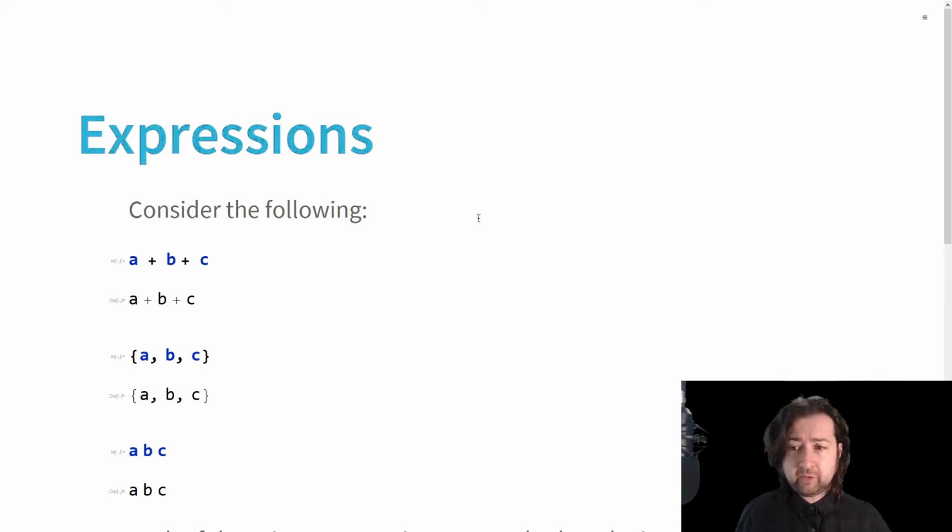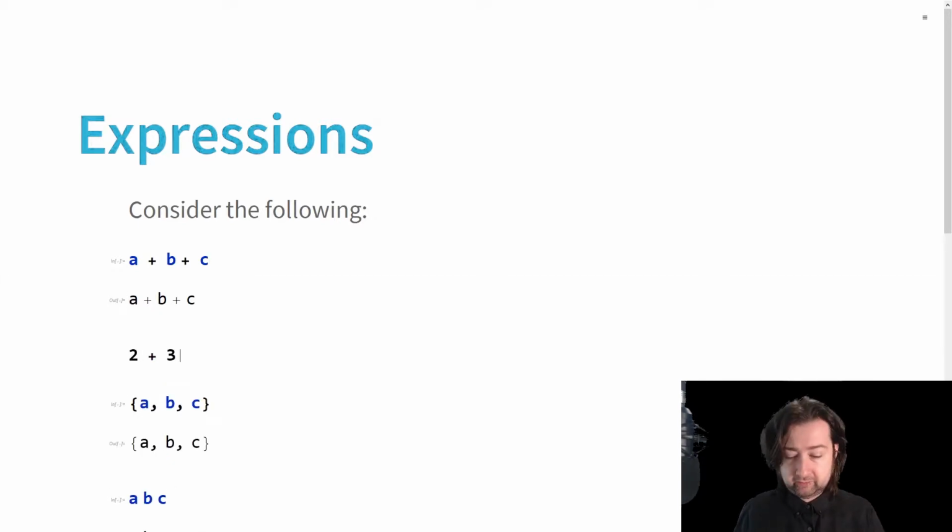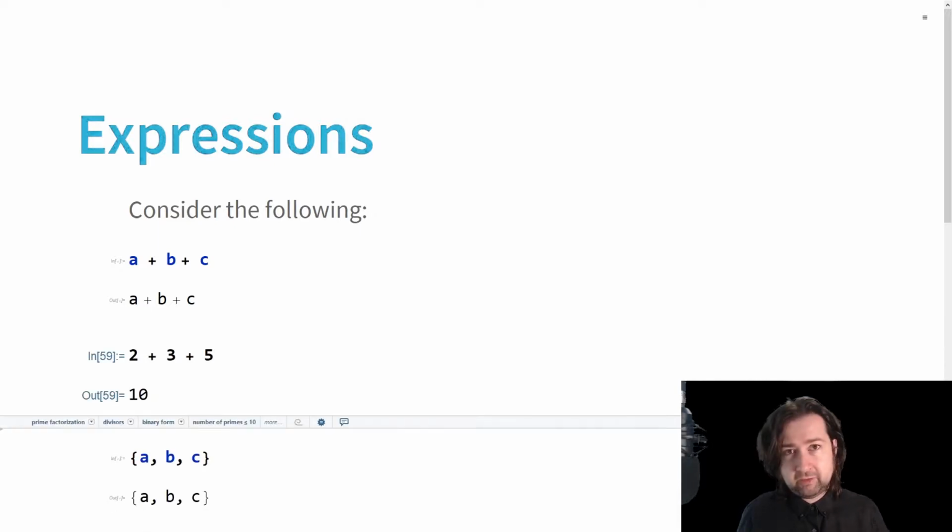So if we consider the following expressions, say a plus b plus c, and you execute that, of course Mathematica is going to spit out the calculation a plus b plus c because it's a symbolic calculation. But you could do the same thing where if you had 2 plus 3 plus 5, it's going to get you 10, right? So 2, 3, 5 together, you chain them together with plus, you get 10.